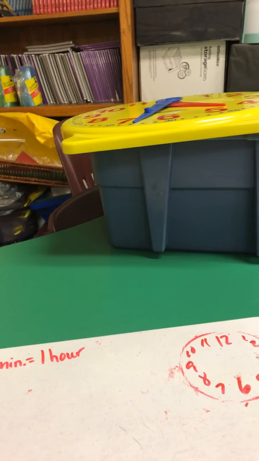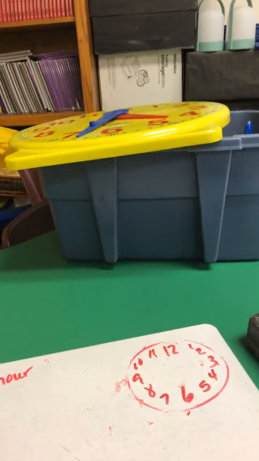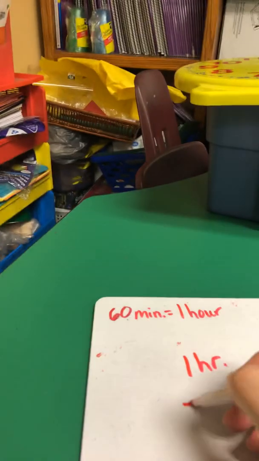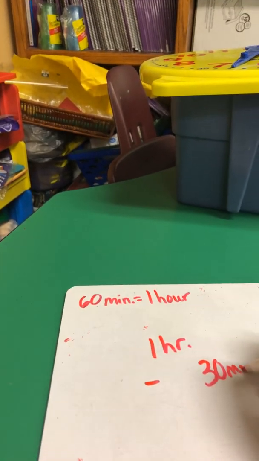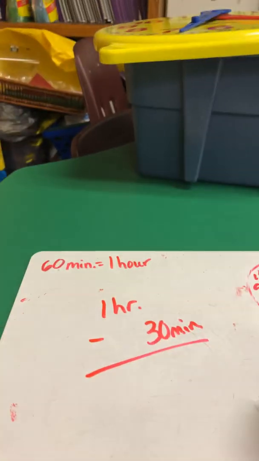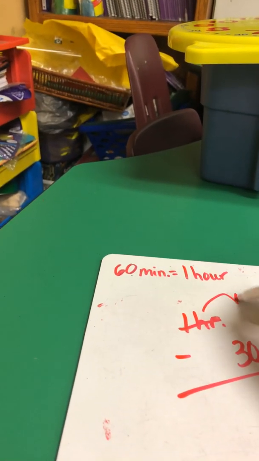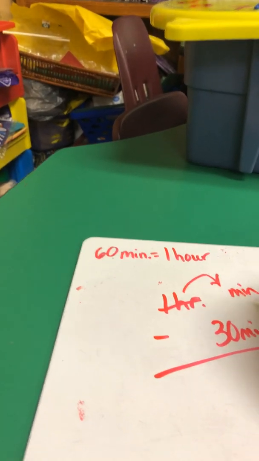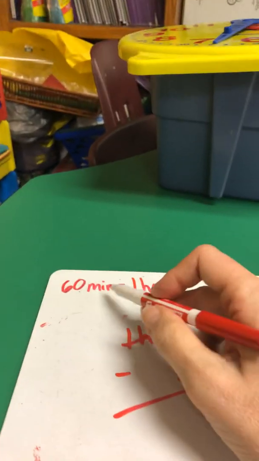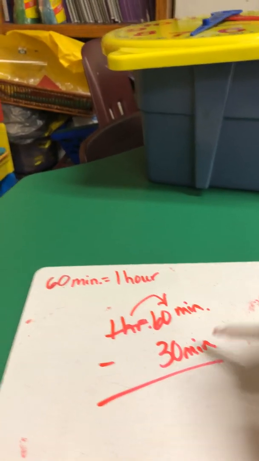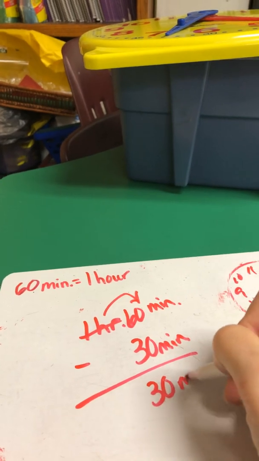If I have 1 hour and I want to subtract 30 minutes, what I would do is take this hour and convert it into just minutes. 1 hour equals how many minutes? 60 minutes. So now I'm doing 60 minutes minus 30 minutes, and I can get 30 minutes.